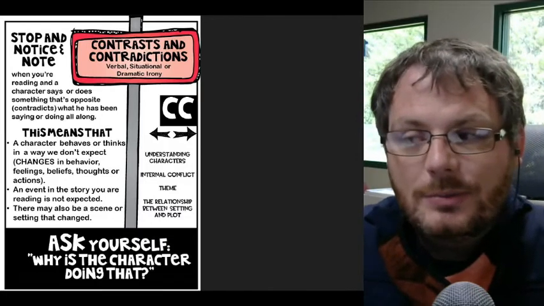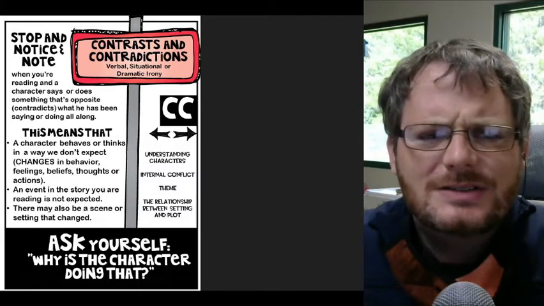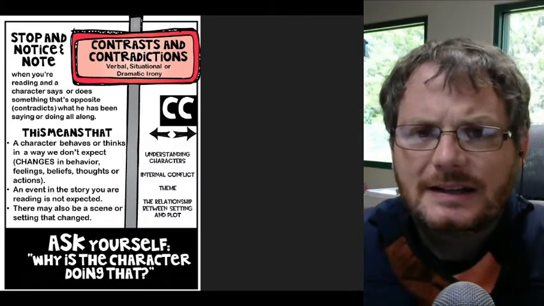But this first signpost, contrasts and contradictions. It's red. We abbreviate it with a CC. And the key question is, why is the character doing that? It's different than I expected.